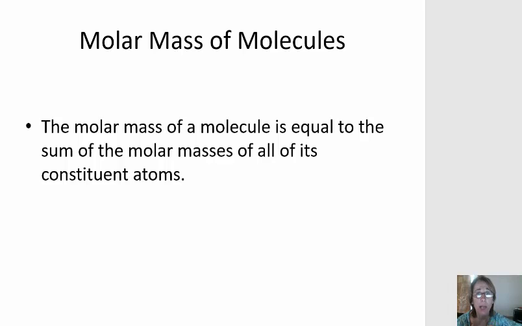The vast majority of chemicals are compounds, and the vast majority of compounds exist as molecules. So how do we determine the molar mass of a molecule? Well, according to your textbook, the molar mass of a molecule is equal to the sum of the molar masses of all its constituent atoms. So let's look at what that means.